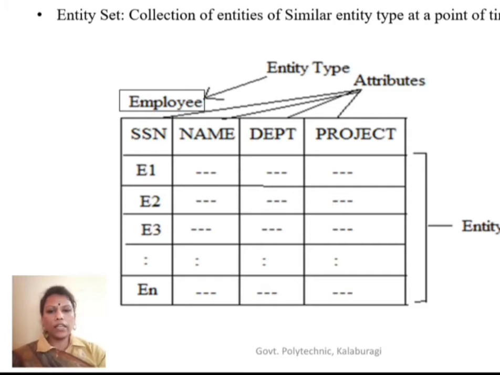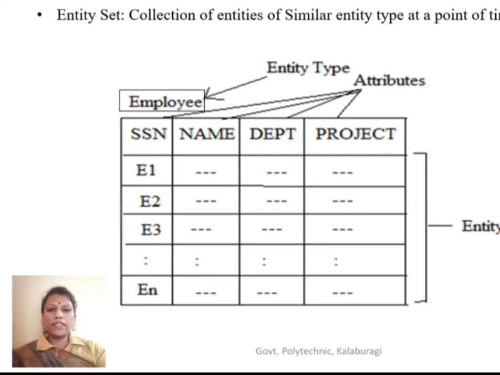See, here I cannot add a student entity, right? A student entity will have a different attribute set. A student entity will have student name, student register number, student semester, student address, etc. So that cannot be of employee type. So here employee E1, E2, E3 up to En are of type employee. That's why employee is called the entity type.